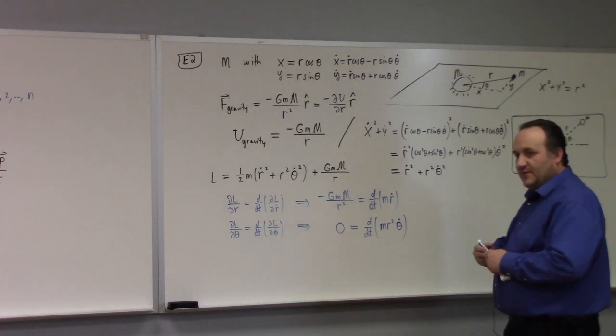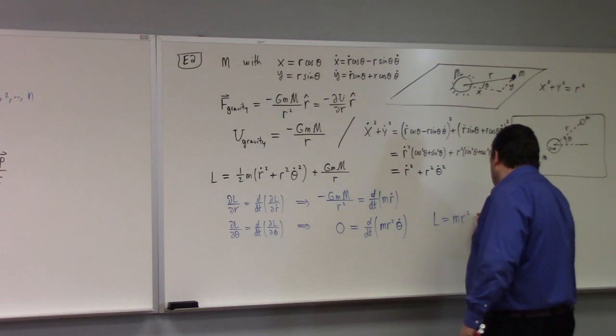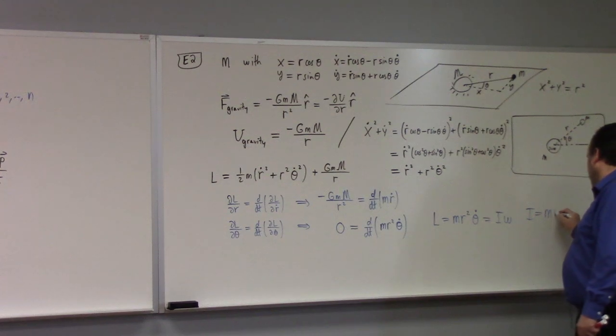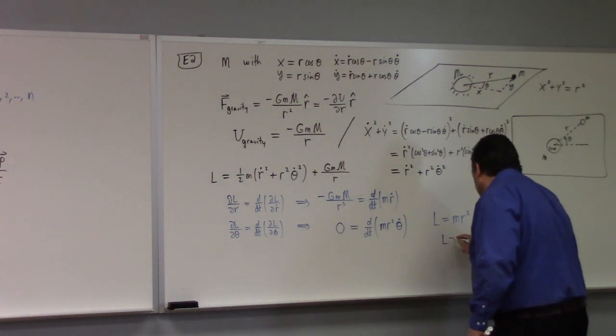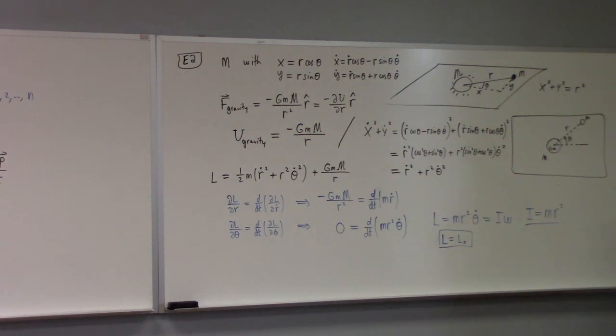This is apparently a conserved quantity, right? Angular momentum. So L is m r squared theta dot, also known as I omega. I, the moment of inertia, is m r squared for a point mass. That is, in fact, the moment of inertia times omega. That's angular momentum. So angular momentum is constant, a so-called constant of the motion. Angular momentum is conserved by the central force, whatever that is.